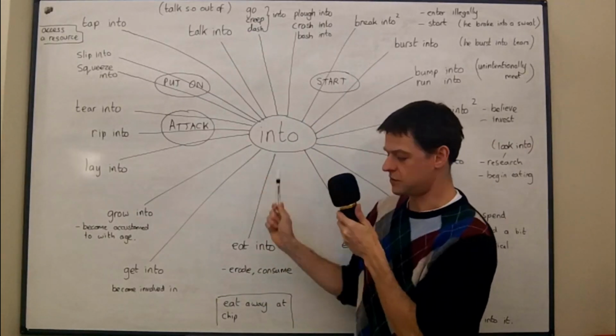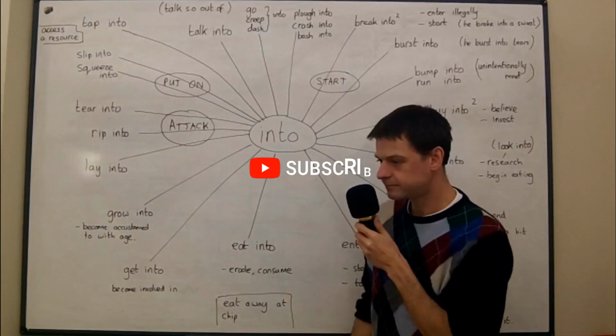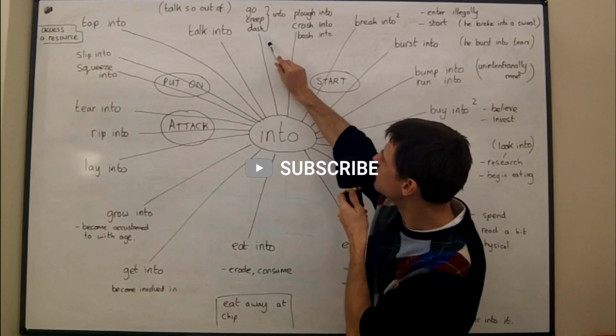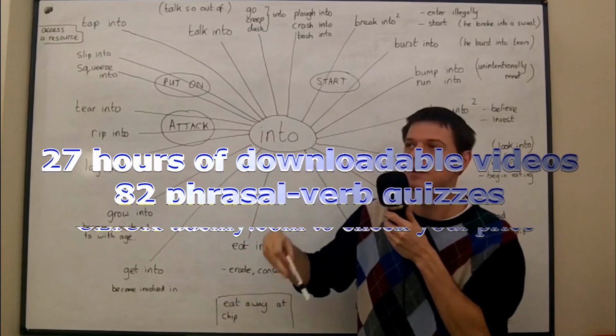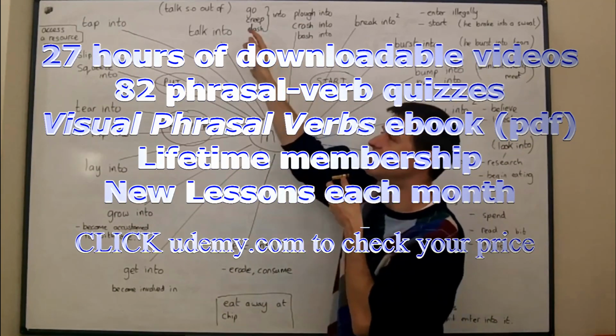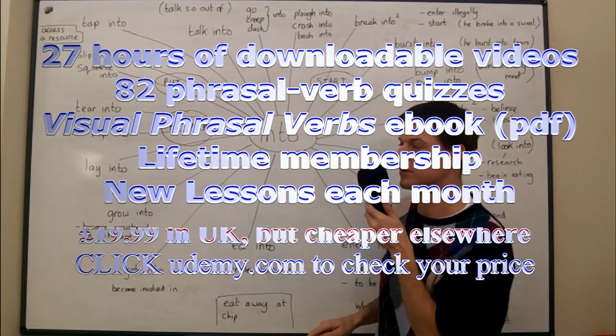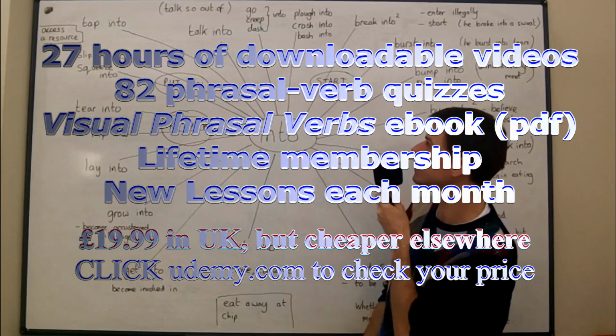Phrasal verbs with into is the topic for today. Now, we'll start with the easy ones. Go into a room, creep into a room, dash into a room. Please use any of those verbs with walking. You can watch those on my video about ways of walking.